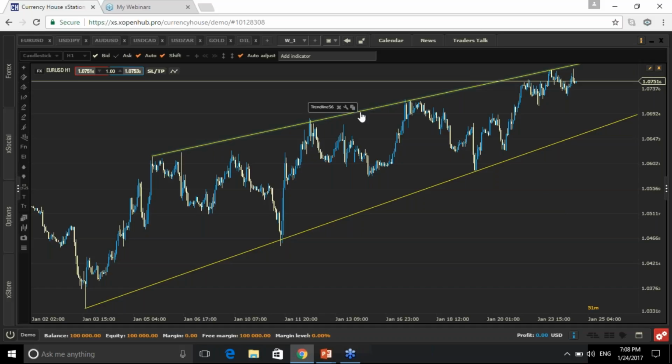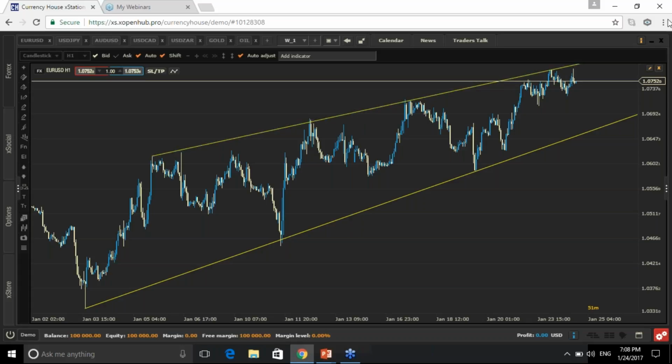So in case you are buying this asset and you see that the price is touching this upper yellow line, which is a resistance line, it's always a sign for you that you have to be careful, you have to be cautious, and it's better to take profit and wait for the price to bounce back in order to find levels of next entering into the market.